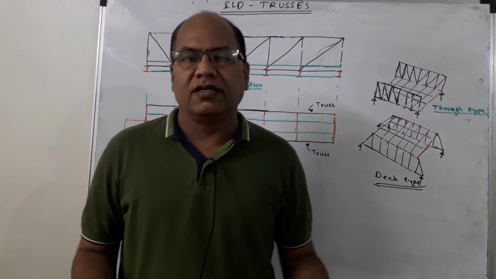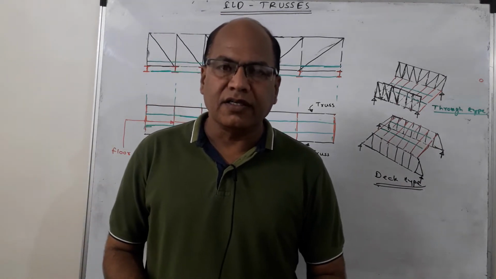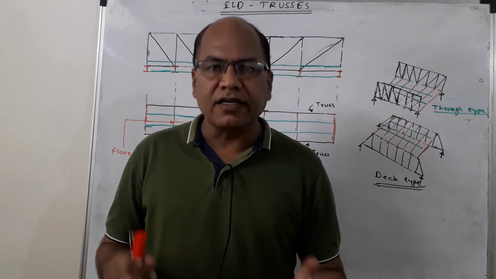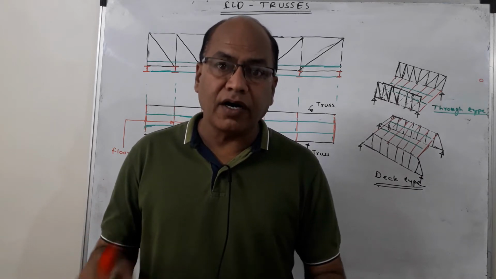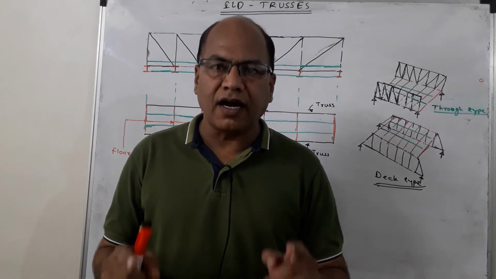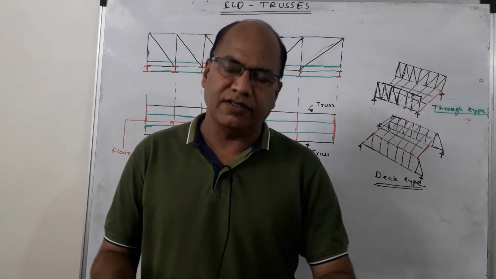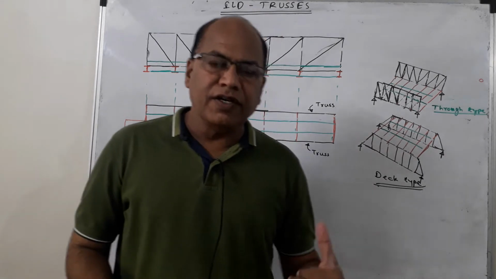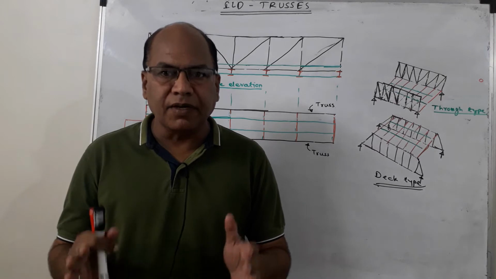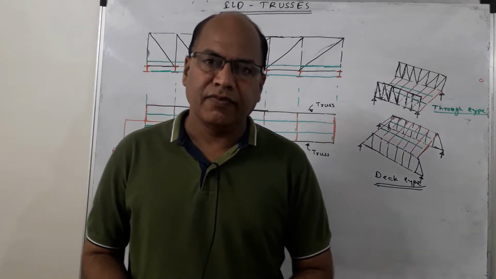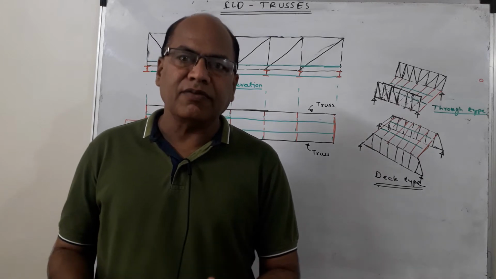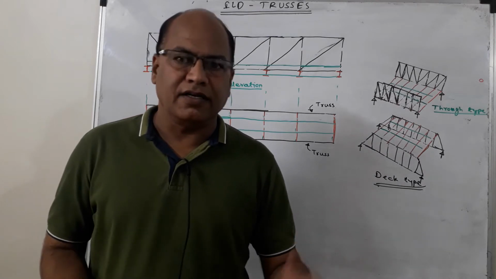We know that every member of a truss carries the axial force only, that is either tension or compression, provided every member is straight and the members are connected at their ends by means of hinges. Now with this video, I am starting with the ILD for the members of a bridge truss. The procedure for the ILD of the members of a roof truss is similar.